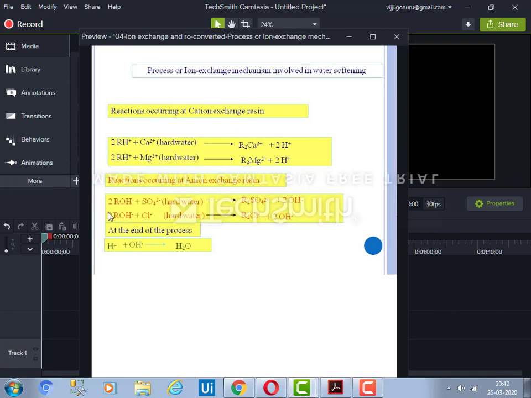That means cations and anions of the water sample are replacing the ions in the resin. Now this H+ ion released from the cation exchange resin and OH minus ion released from the anion exchange resin react together to form water molecules. This water is called demineralized water or deionized water. Now let us see the regeneration reactions of the cation exchange resin and the anion exchange resin.